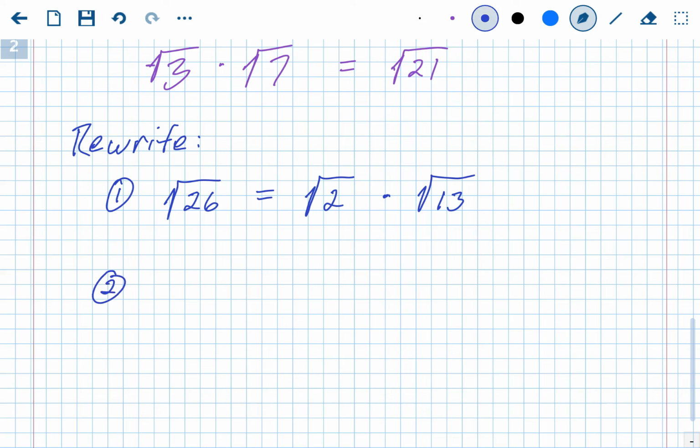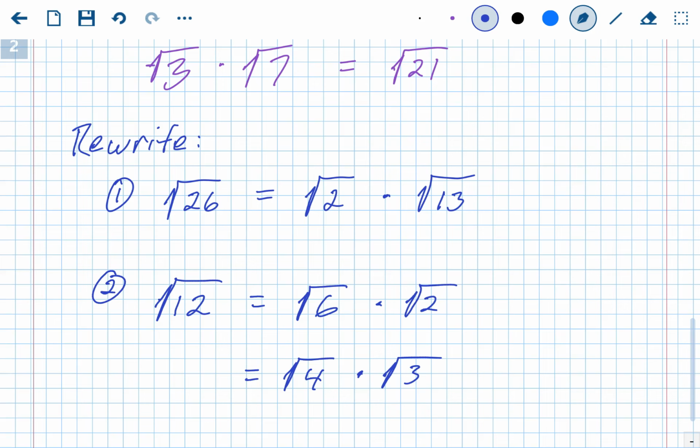The next example is the square root of 12. So how can we break down the square root of 12? Well, you have to think of two numbers that multiply to 12. So you have a couple options here. You have 12 and 1. That's not really going to help us any. Your other options are you do the square root of 6 times the square root of 2, since 6 times 2 is 12. Another option for 12 is you could have the square root of 4 times the square root of 3, because 4 times 3 is 12.